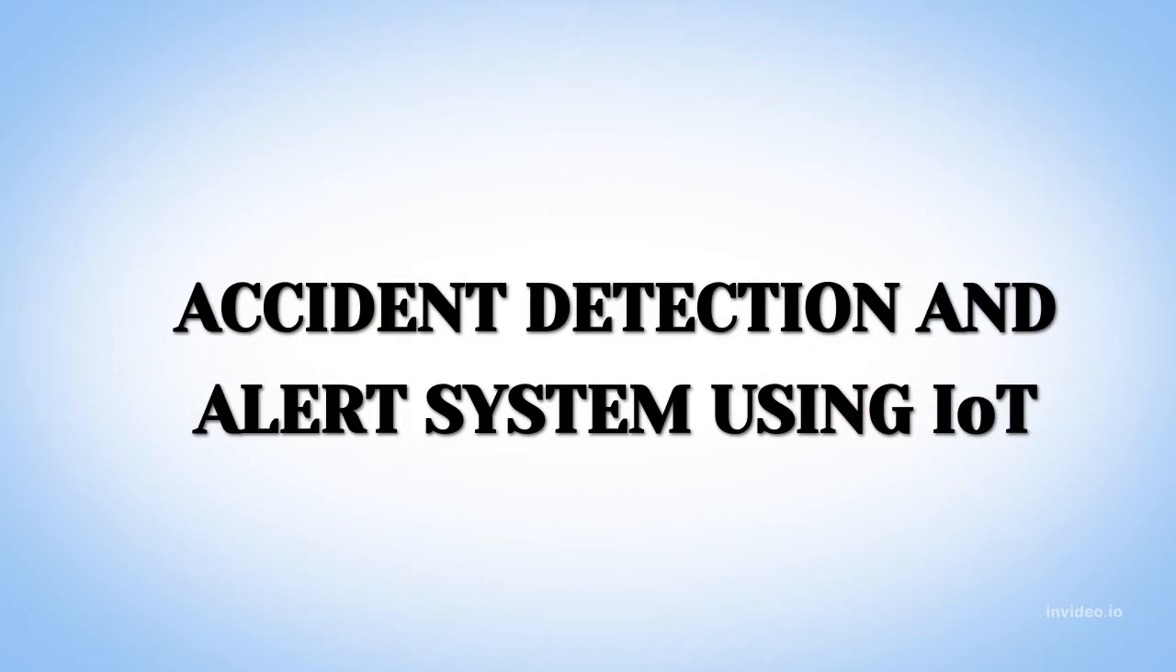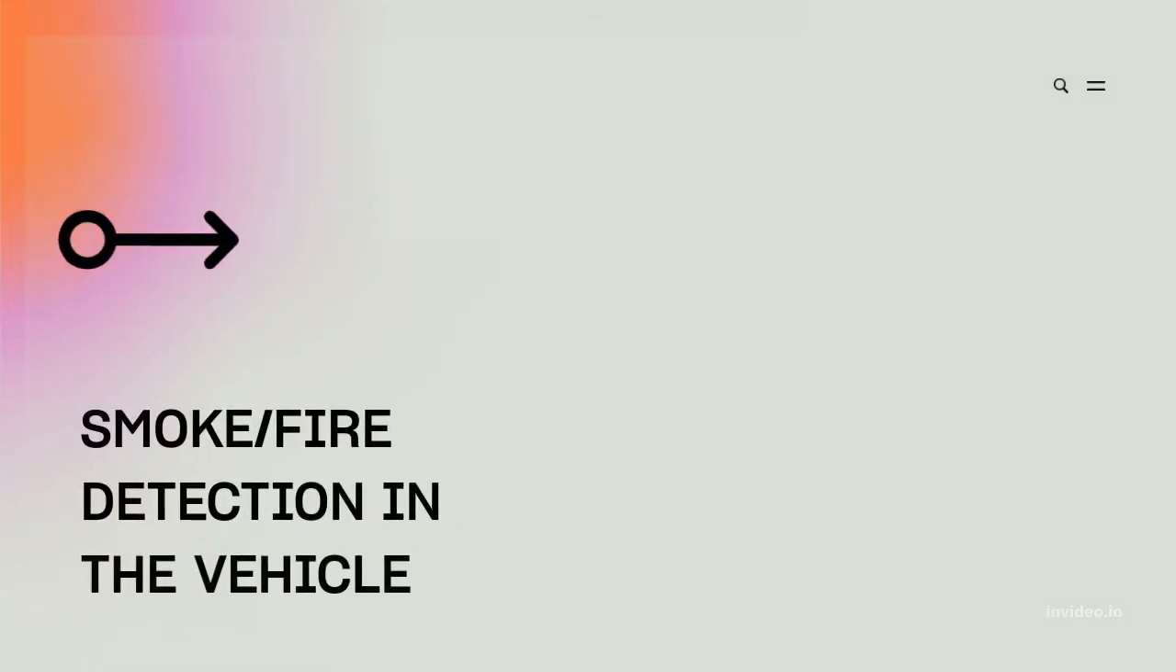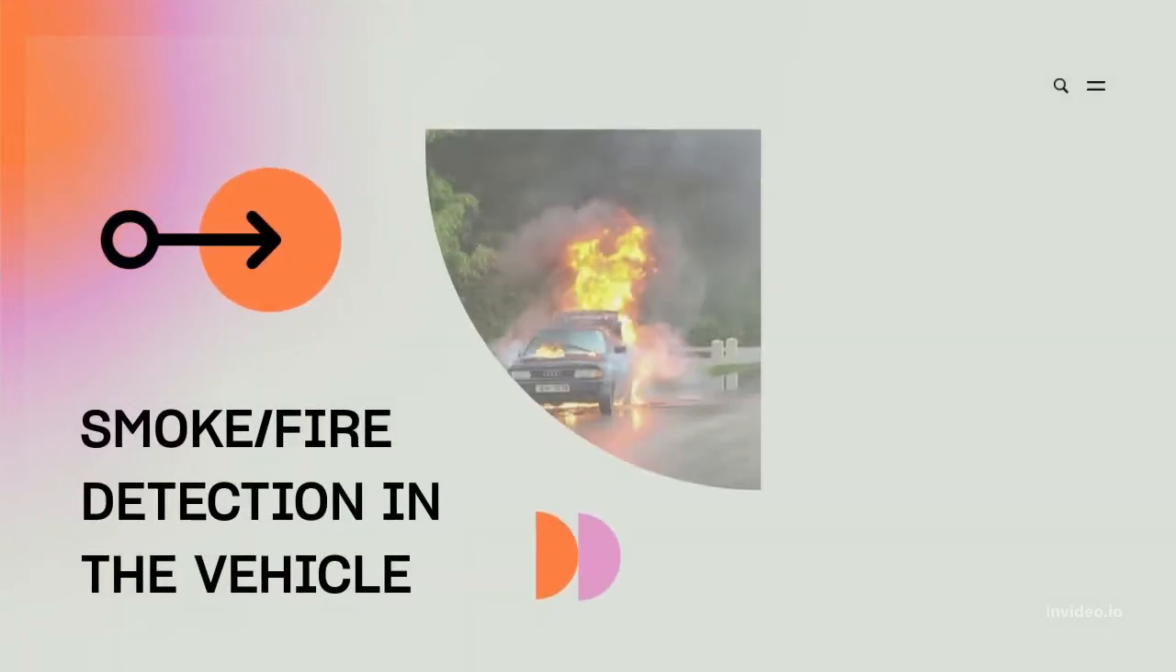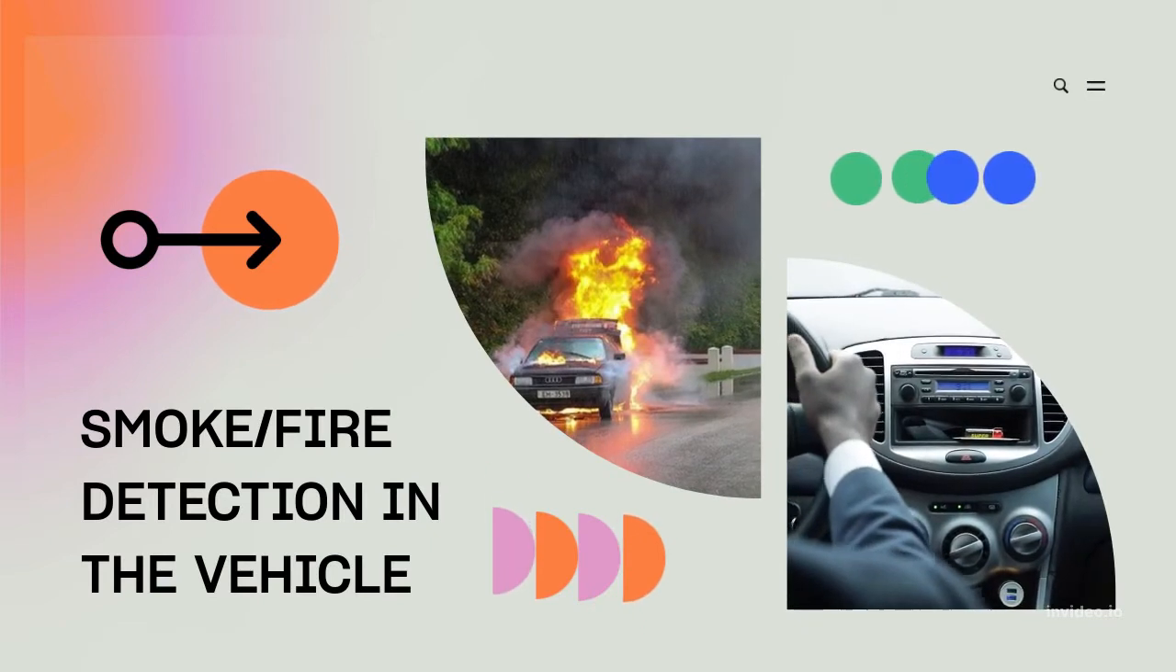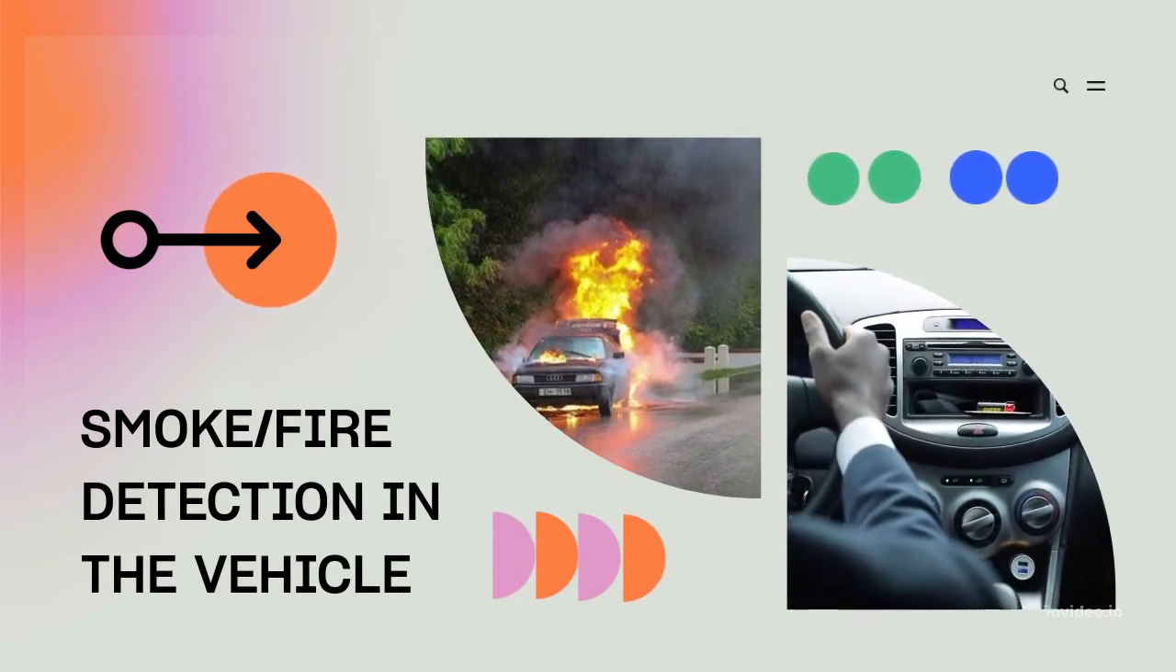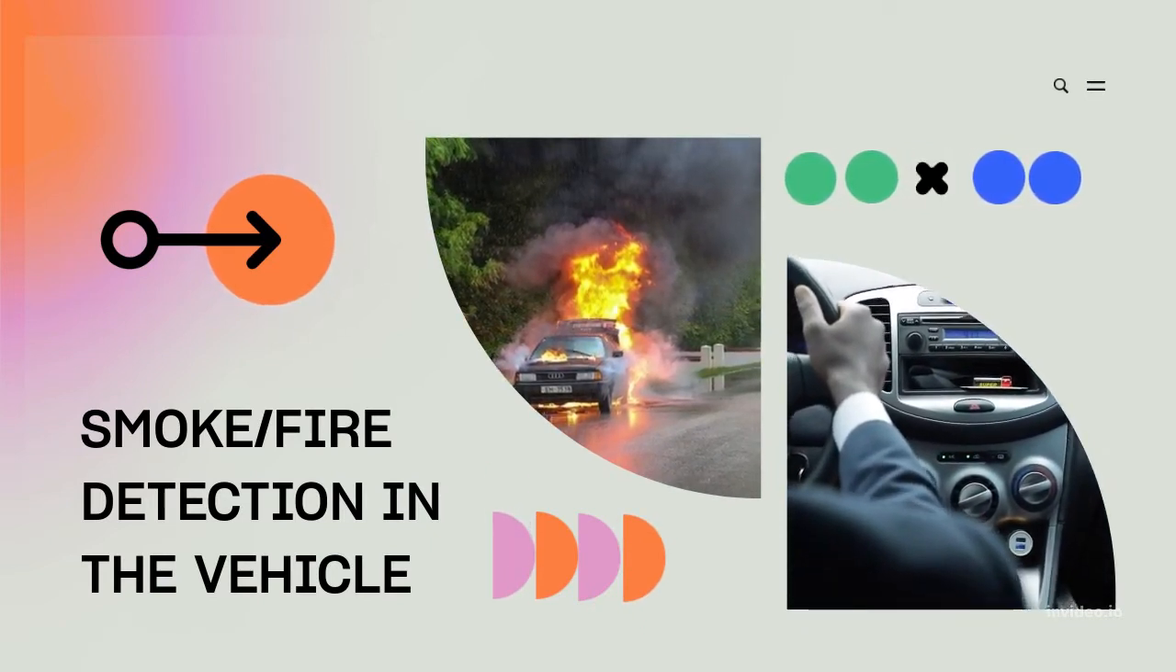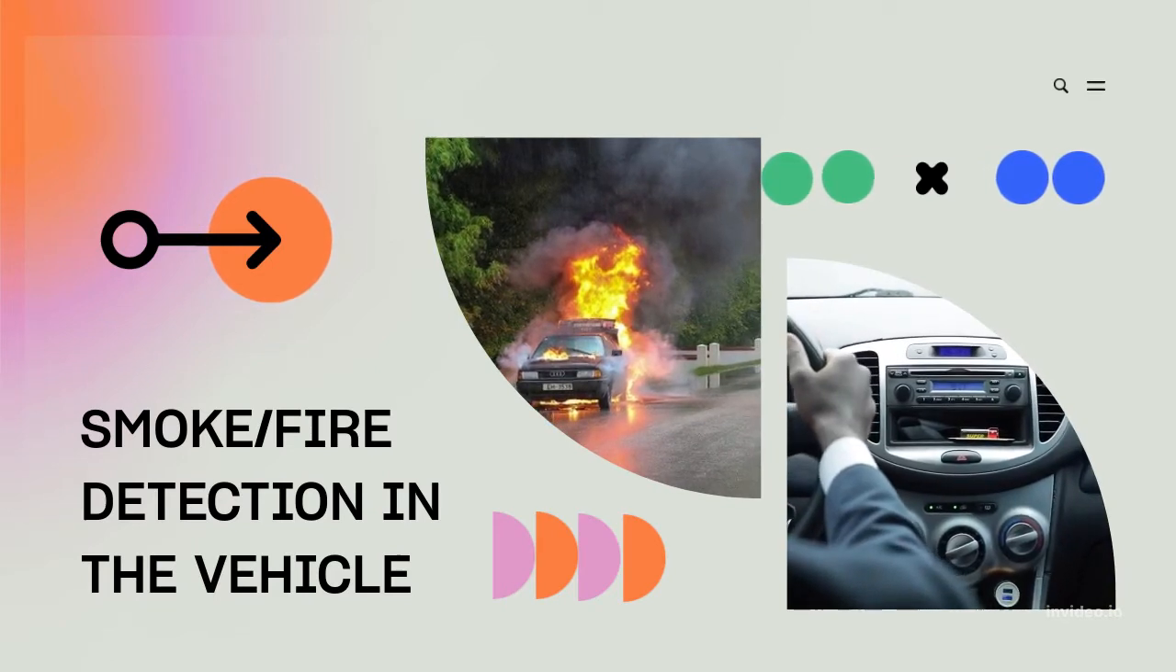Hello everyone, today we are going to talk about our project that goes by the title of Accident Detection and Alert System using IoT. As per the Union Minister of Road Transport and Highways, India is among the top countries when it comes to road accidents. India tops the world in terms of the number of persons killed in road accidents.